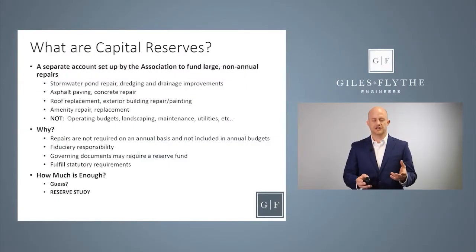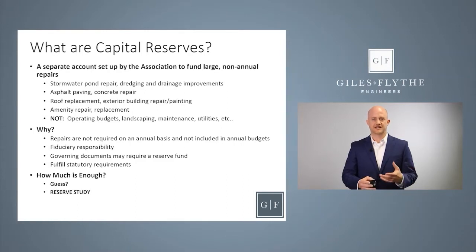Capital reserves are an account that a homeowner association or other nonprofit entity would have set aside funds to pay for non-annual large expenditures. These would be things that are not typically covered through an annual operating account. An association would typically have two accounts. A regular operating account that would cover routine expenses, landscaping, maintenance, those types of things. And then also a capital reserve account to cover those major non-annual capital repairs.